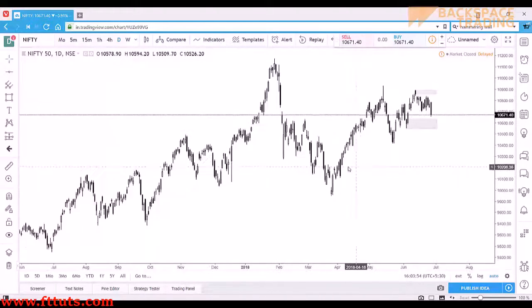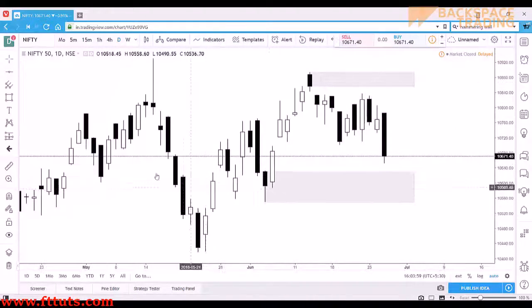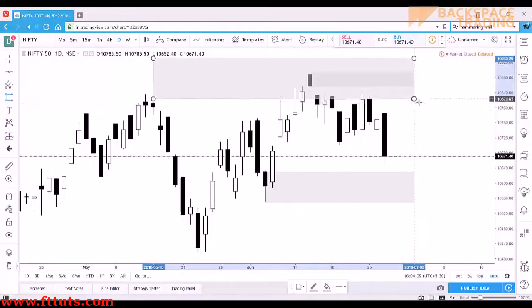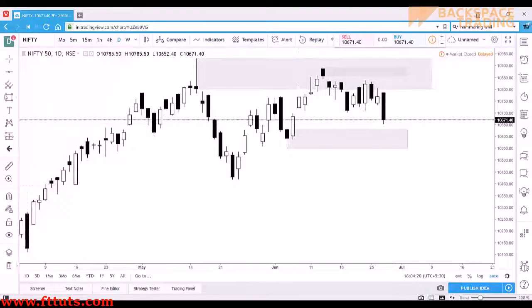Okay, do you see the zone? Now you can also draw this. I'm connecting the top wick and dragging it to connect the lower body. This is also a resistance, right? I'm gonna draw a support over here. Support, right?